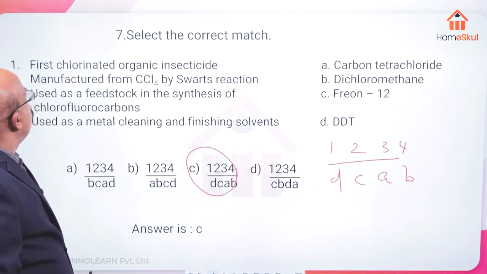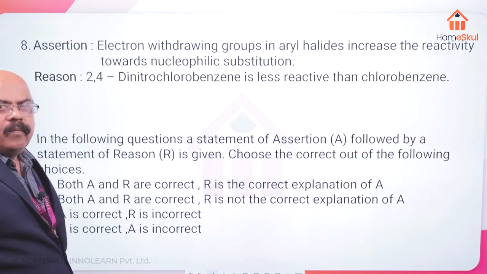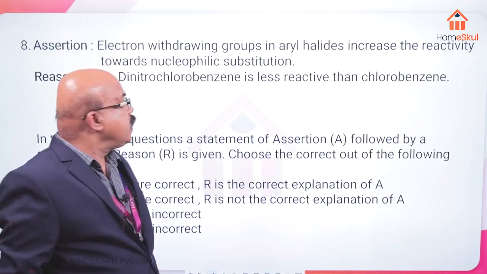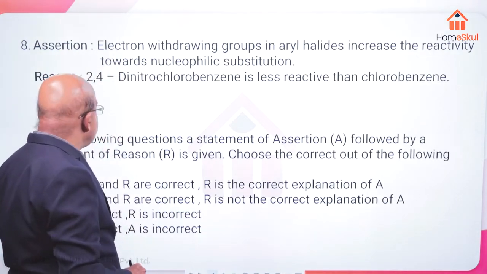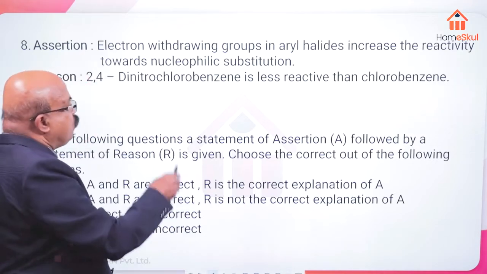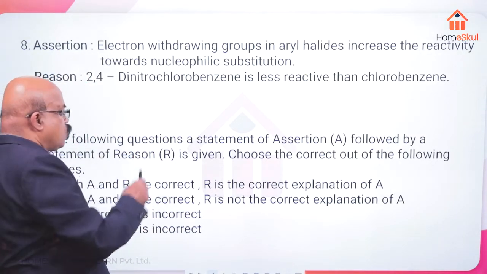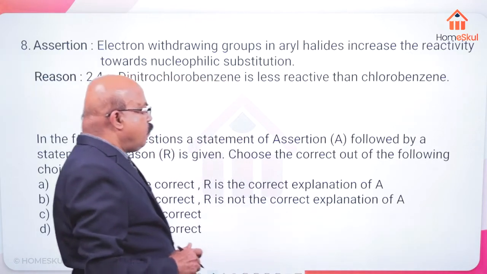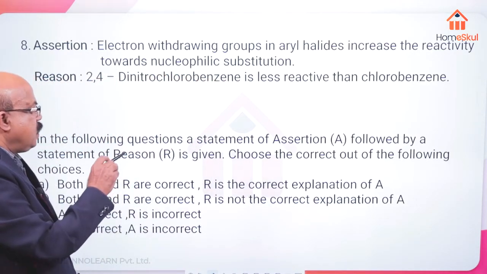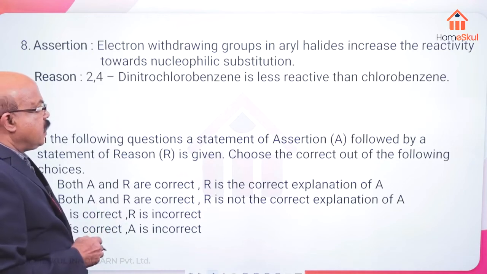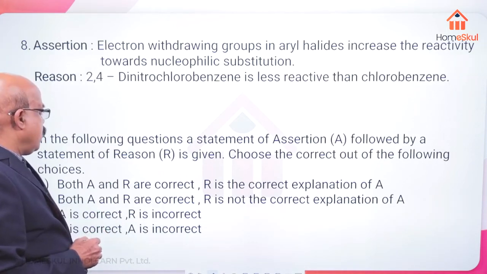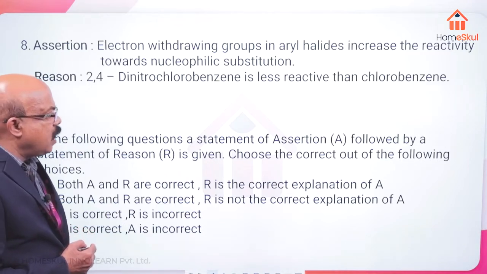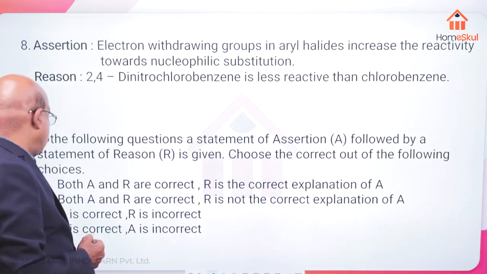Okay. Next one is question number 8. We can go through some assertion reason type questions. In the following questions, a statement of assertion, A, is followed by a statement of reason, R. Choose the correct answer out of the following choices.